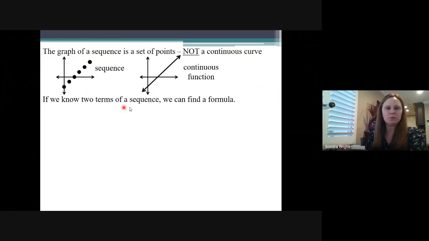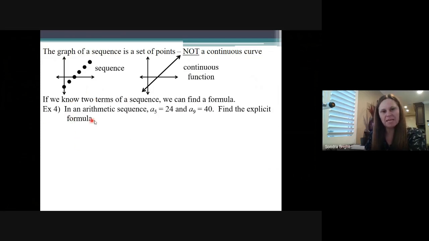So if we know two terms of a sequence, we can definitely find a formula. In an arithmetic sequence, let's say that a sub 5, that means the fifth term, is 24. A sub 9 means the ninth term is 40. We want to find the explicit formula. So let's write what we know. I know the fifth term is 24.